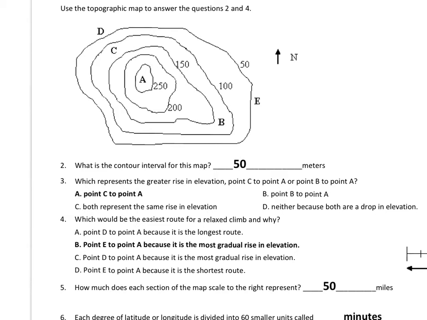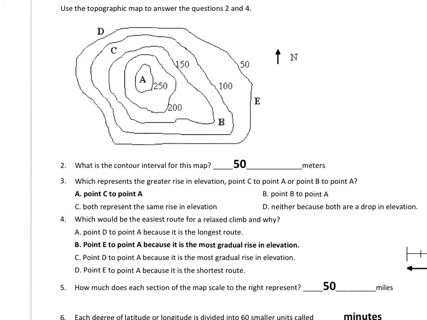Which represents the greater rise in elevation? Meaning, where's the steeper slope? Point C to point A, or point B to point A. And if you look, C and A are a lot closer together, so coming back to the definition of gradient, the change in elevation over change in distance, you're going to have a much faster increase in elevation over a much shorter distance, meaning that you're going to have a steeper gradient or a steeper slope. So the answer is highlighted here, C to A.